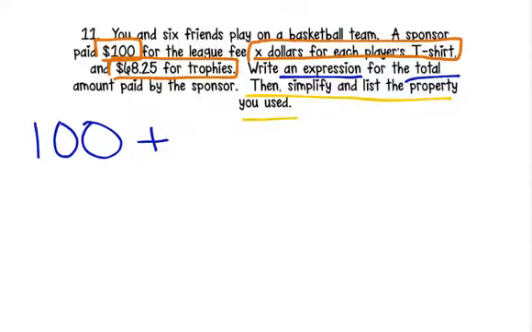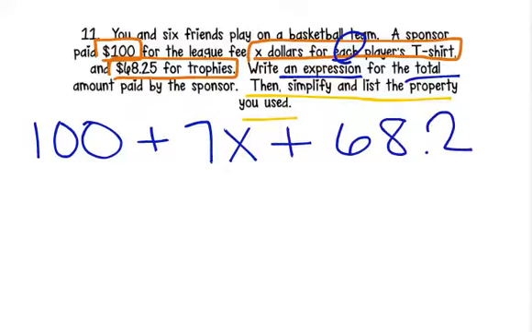And each t-shirt was X amount of dollars. Well, we don't know what X is, so there's 7 players and it's X amount of money for each of the players. And each means to multiply, so you're going to write 7x because it's 7 times x. Plus, and then we still have the $68.25 for trophies. Okay, so that was the first step, writing the expression.